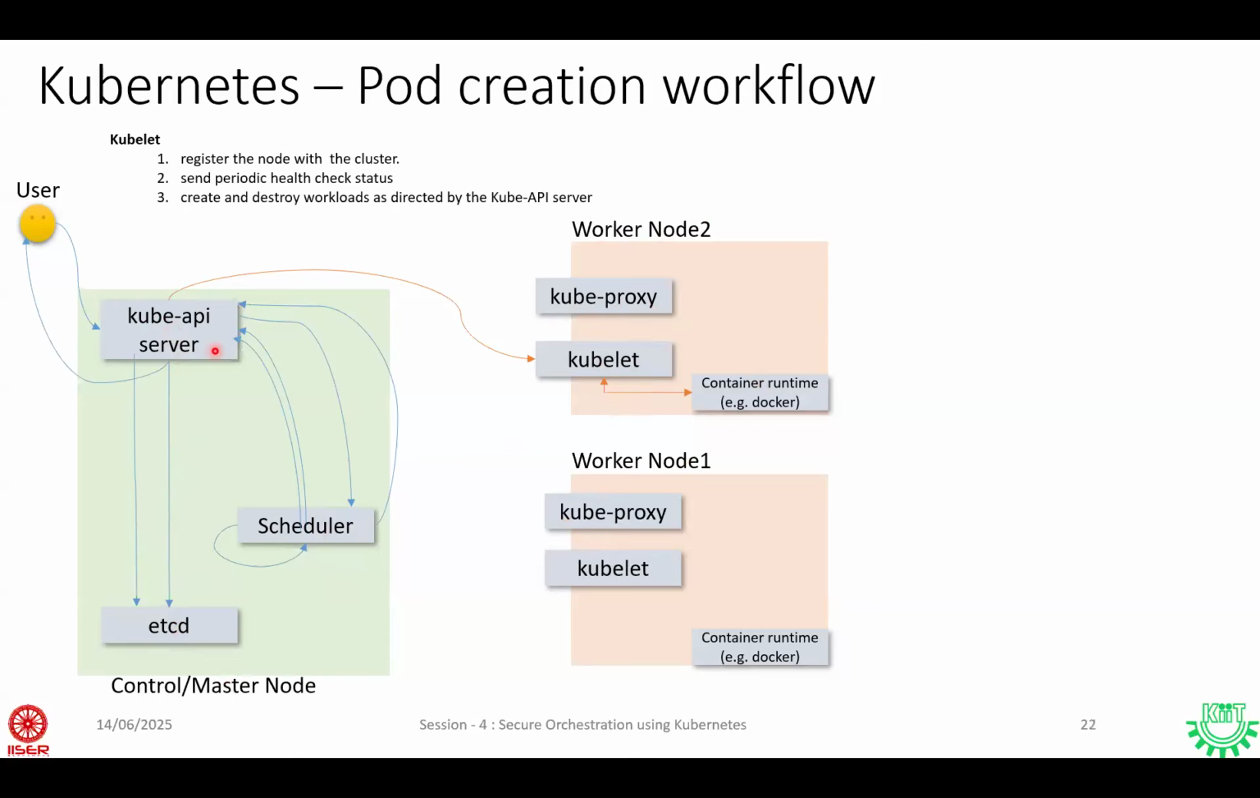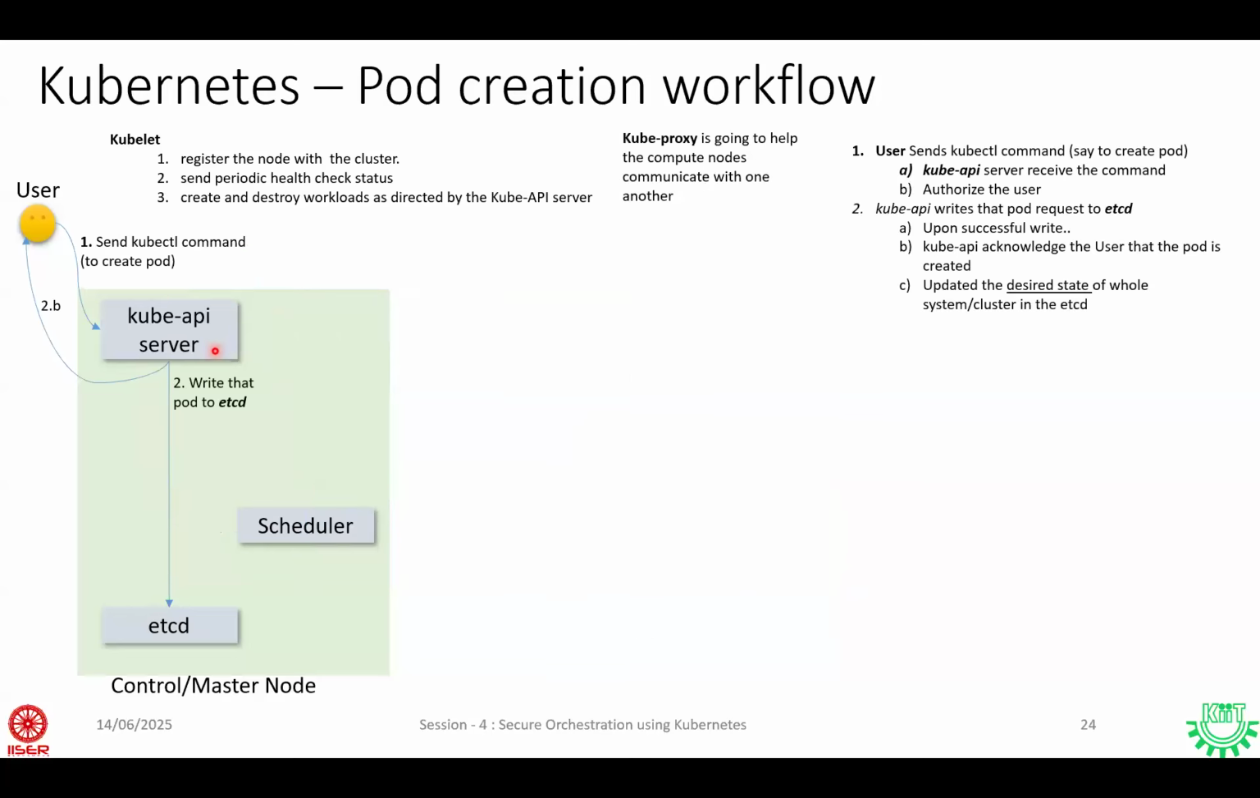So what will happen when the user sends any request to the API server? First, the user sends the request to the API server to create a pod. Obviously, that means the user also provides the specification. Then your API server will write that data to etcd. So the kube API server will simply tell etcd that the user has provided this specification to create a pod, and ask it to please write it down in etcd.